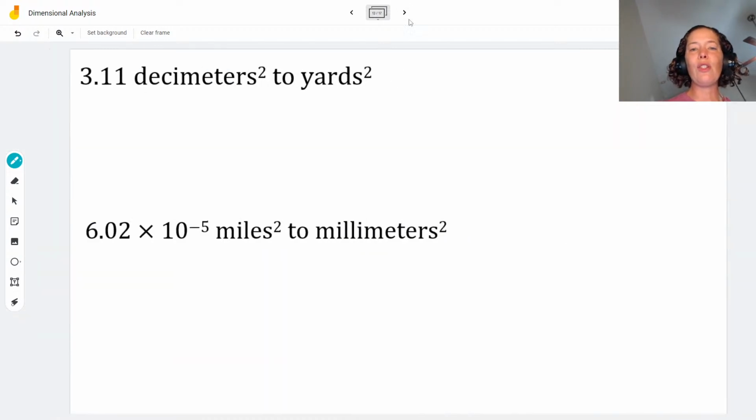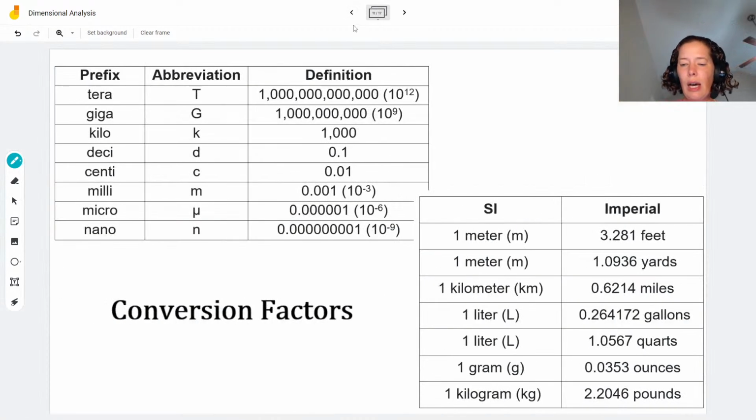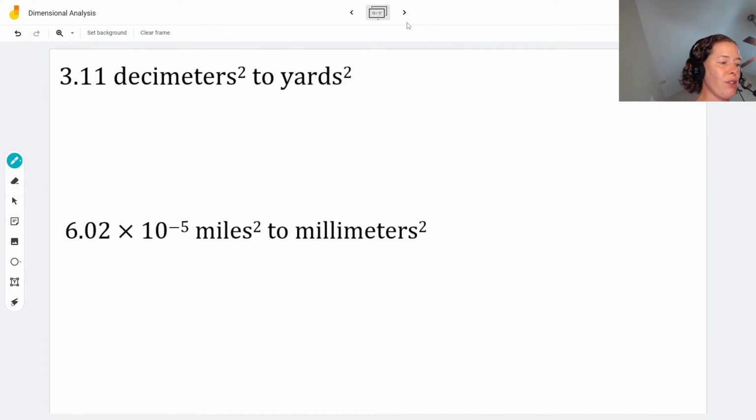Okay, so let's do 2 more, and again, we're going to up the difficulty level just a little bit. Okay, so now I'm going from decimeter squared to yards squared. So you can probably already see how this is going to take 2 conversion factors. But let's just take a look here. Yards, here we go. So I've got a conversion factor from yards to meters, which means I need to go first from decimeters to my base unit and then go to yards. So this is going to take 2 conversion factors.